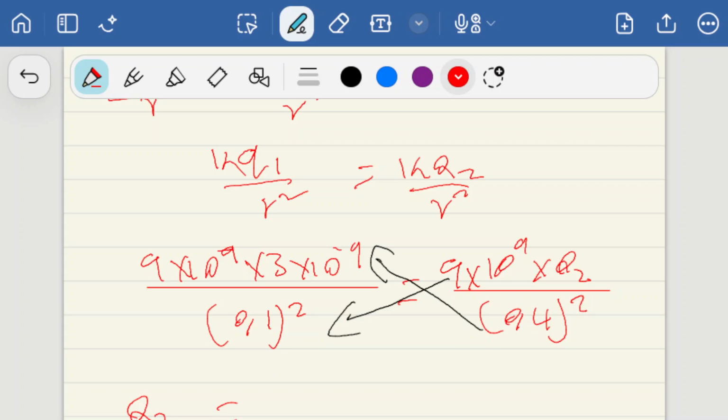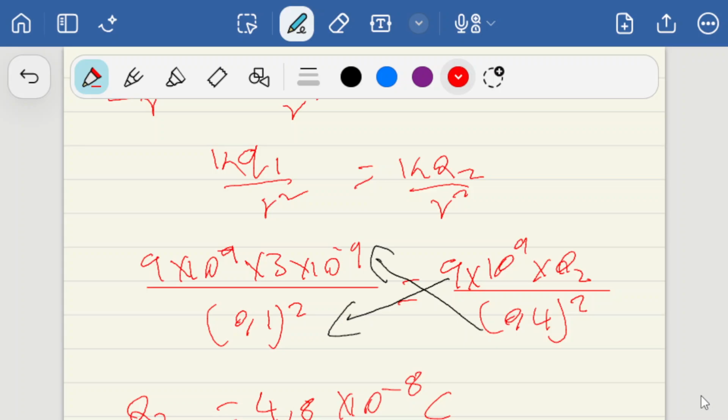Okay, I get 4.8 times 10 exponent minus 8 coulombs. What did you get? I'm still calculating. Once you do cross multiply, you leave Q on this side. So bear in mind. Yeah, I got 4.8 times 10 to the power 10.